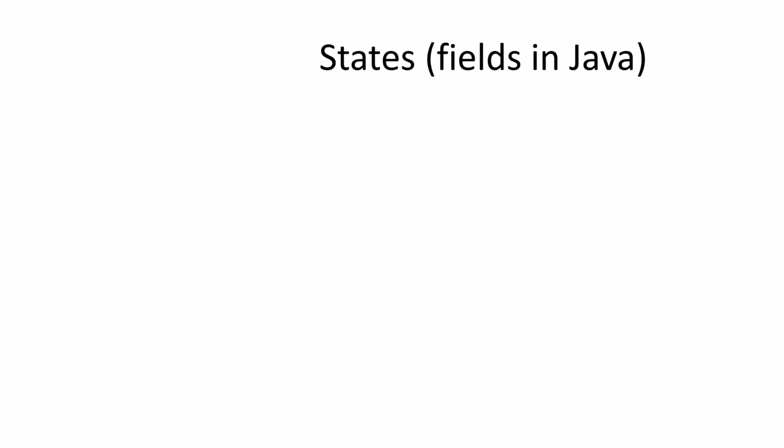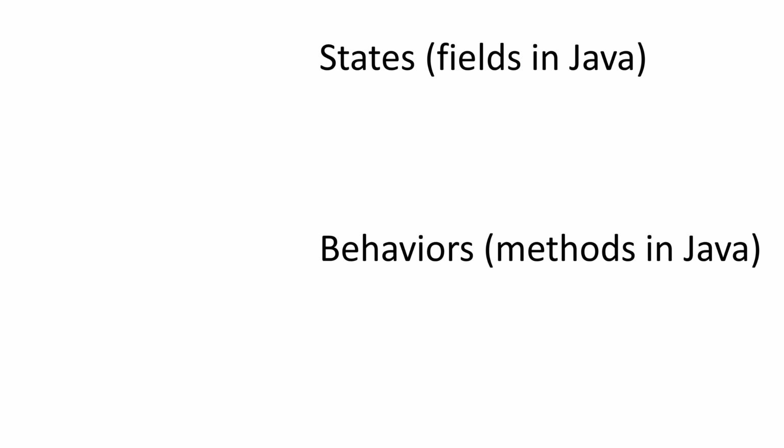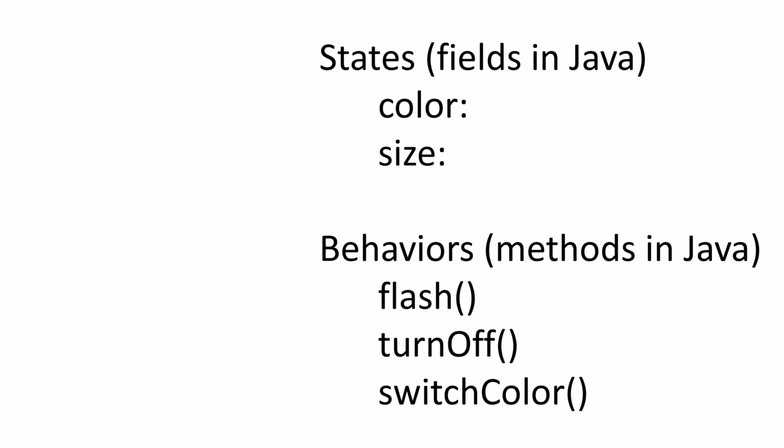First, they have states, which in Java we represent with field variables. Second, they have behaviors that in Java we represent with methods. Imagine a light bulb object. Two states might be color and size. Three behaviors might be flash, turn off, and switch color.